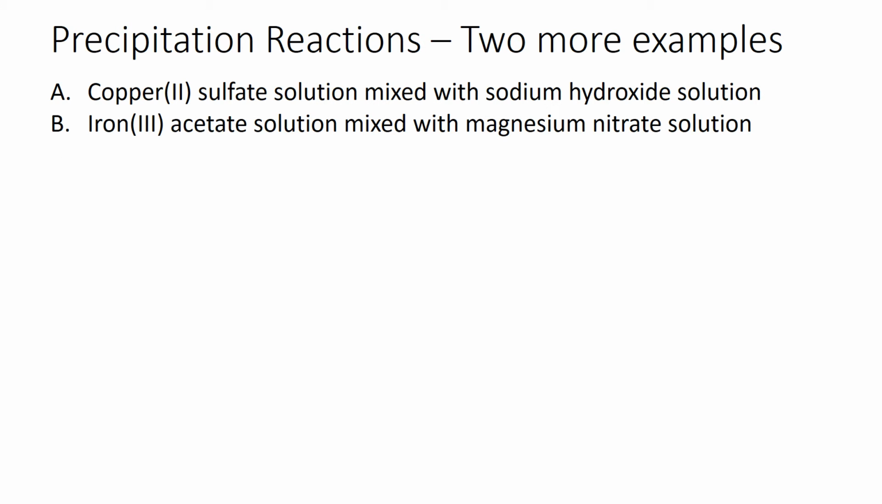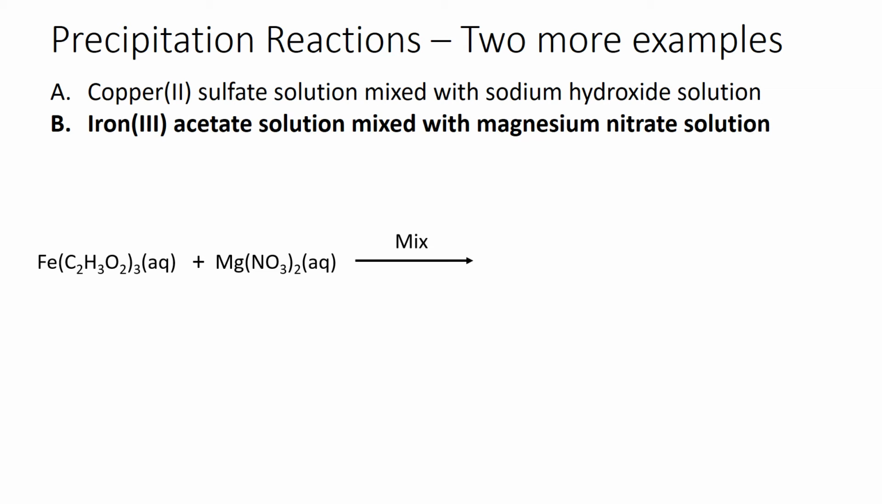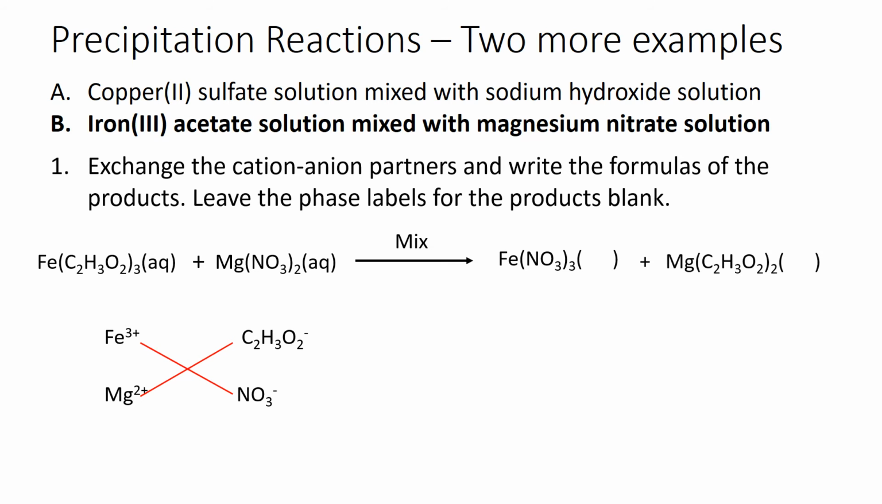Let's do the second example. Iron acetate solution mixed with magnesium nitrate solution. Start out by writing the formulas for the reactants. Exchange the partners to get the formulas for the products. Going to have the connection between the iron 3 and nitrate. There's the name of the compound. And I need magnesium acetate.